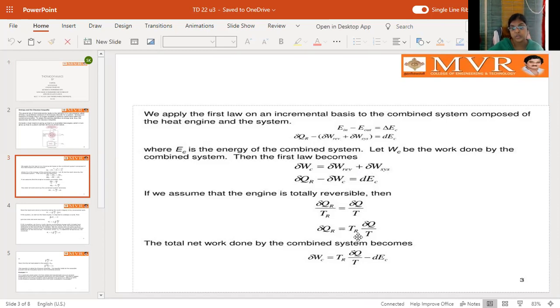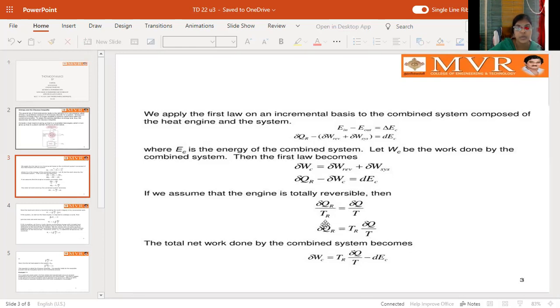So here, according to the first law of thermodynamics, dE is equal to 0. So what do we have finally? Delta QR is equal to delta W. So if the engine is totally reversible, how can we write the equation delta QR by TR is equal to delta Q by T? So delta QR is equal to TR into delta Q by T.